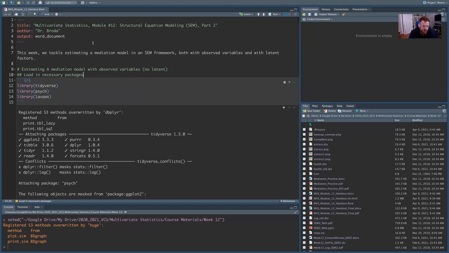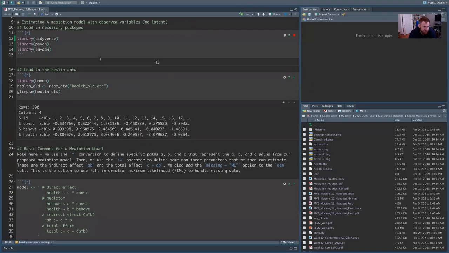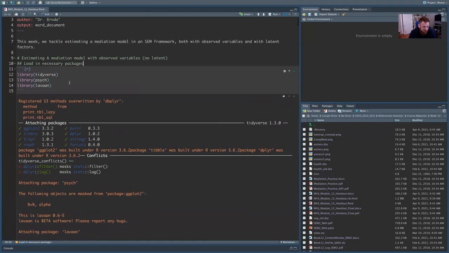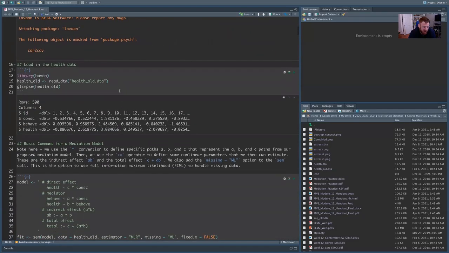So this is the module 12 R markdown file that's available on Canvas. I'm going to first start by loading in some packages here. Again, the nice part about SEM is that it's usually pretty light in terms of packages. So we need tidyverse in case we need to manipulate some data, do some data management, cleaning, coding. The psych package is a go-to for psychometric stuff. I don't know if we actually even need the psych package for this, to be honest. And then lavaan is our go-to for latent variable modeling.